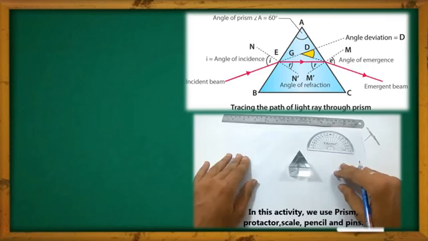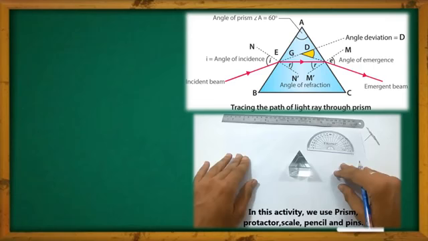Another thing you see is the angle of prism. The angle A is known as the angle of prism. Angle of prism means the angle which is opposite to the base of the prism, that is the base BC, and here in this case it is measured to be 60 degrees.